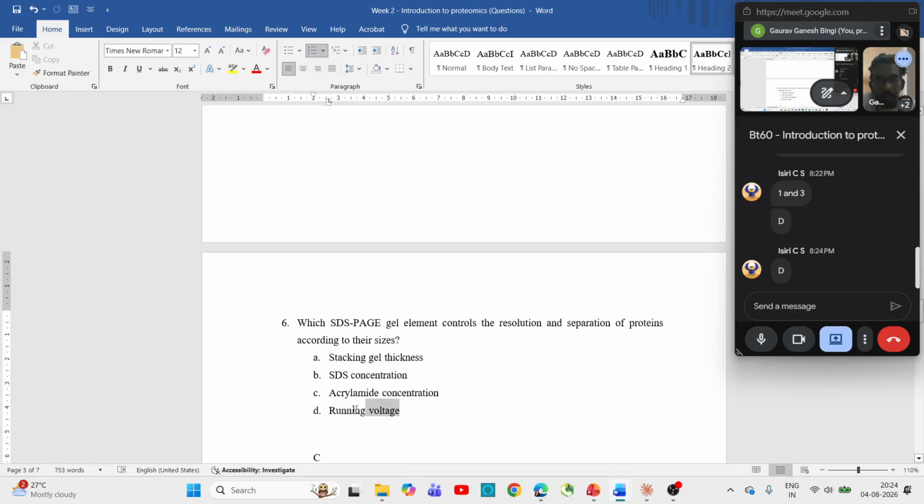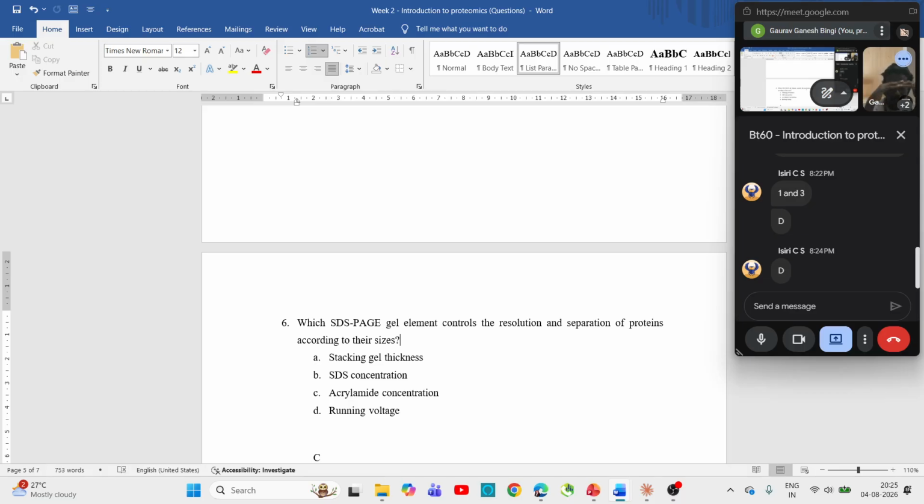Running voltage will just separate the protein at a faster speed or a slower speed. It is nothing to do with the size of the protein. The resolution will change depending upon the concentration of acrylamide you are using. Some people use 10% gel, some use 12%, some use 15%. So making those gels, you add acrylamide accordingly. For making it highly concentrated, you add more acrylamide. For making it less concentrated, 10% or something, you add lesser amount of acrylamide.